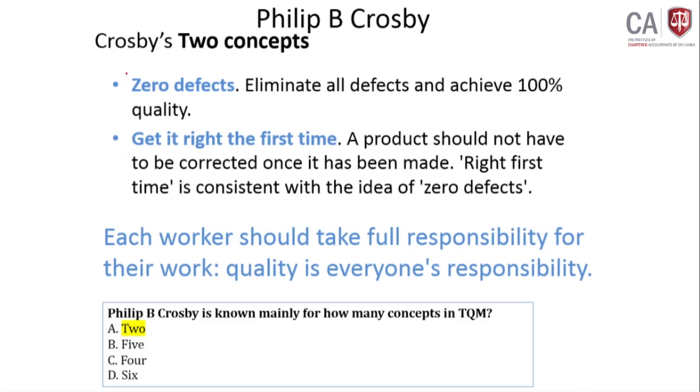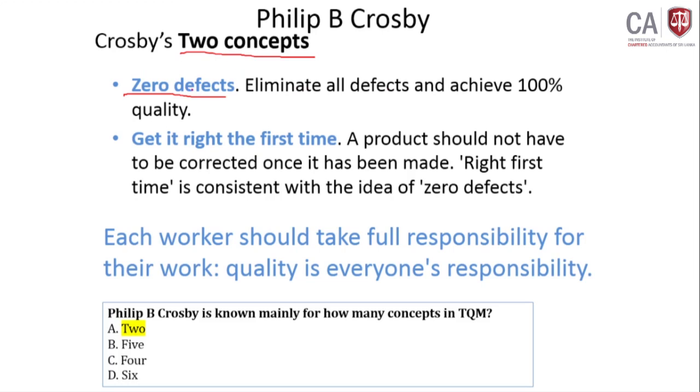And continuous improvement. That is what W. Edwards Deming said. Philip B. Crosby, what did he say? Crosby talks about two concepts. What are those two concepts? Zero defects. Eliminate all defects and achieve 100% quality. So, he is talking about zero defects.